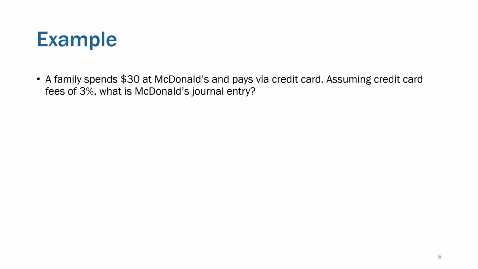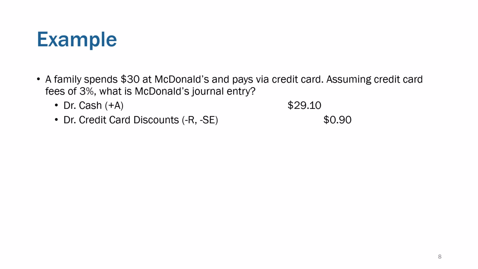So let's say a family spends $30 at McDonald's and they pay via credit card, and let's just assume the fees are 3%. What is McDonald's journal entry? All right, well, they don't get the full $30. The bank is going to take 3% of it. So McDonald's is only going to get $29.10.